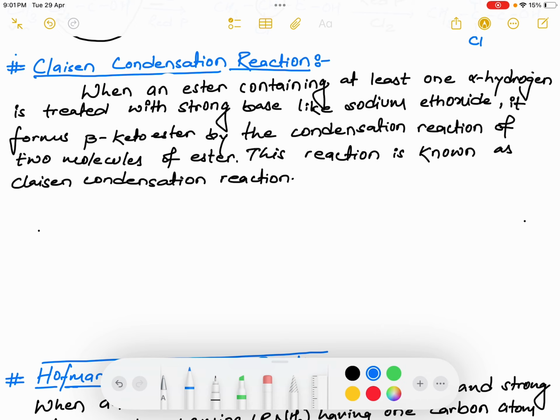So let's move on to the next one, that is your Claisen condensation reaction. So what it is saying, we are in need of an ester. An ester containing at least one alpha hydrogen. So you need an ester having at least one alpha hydrogen.